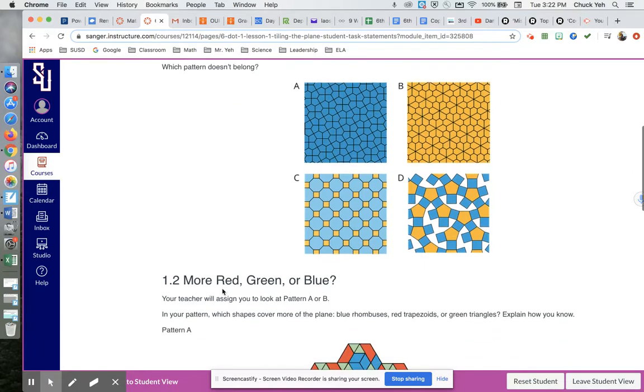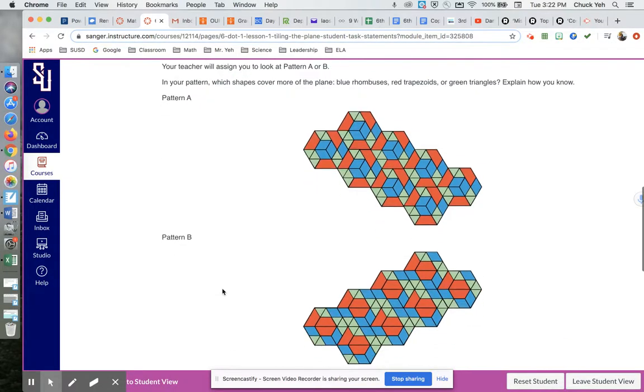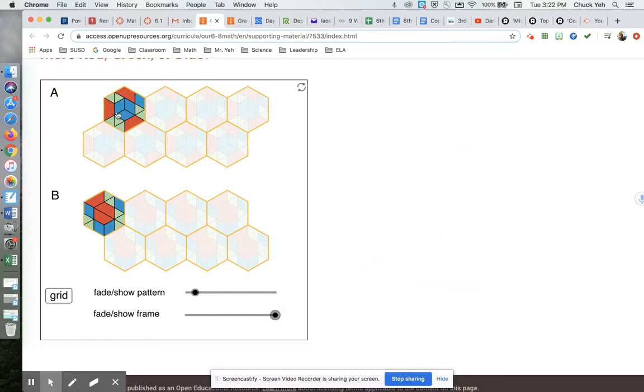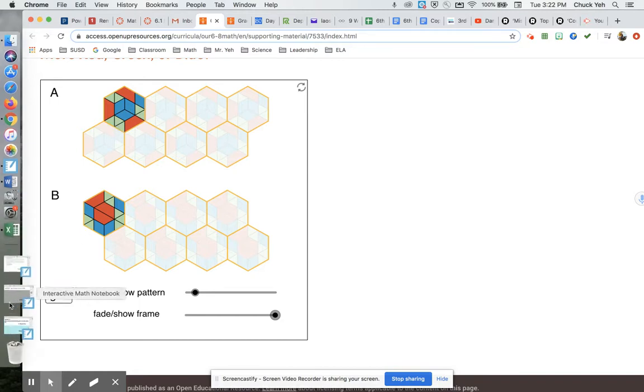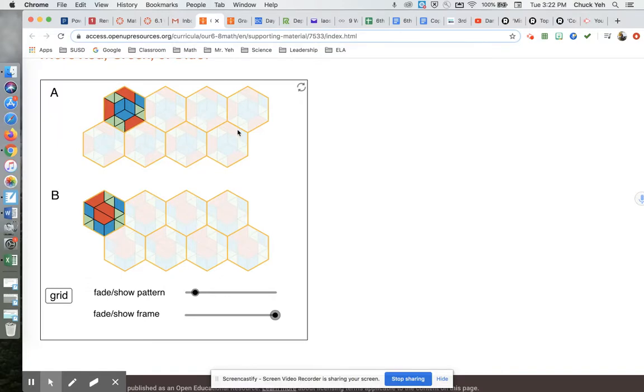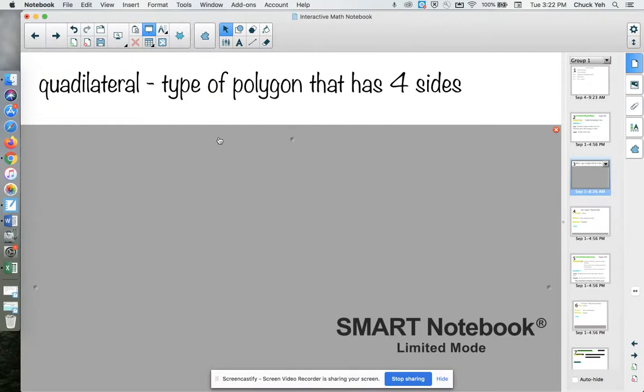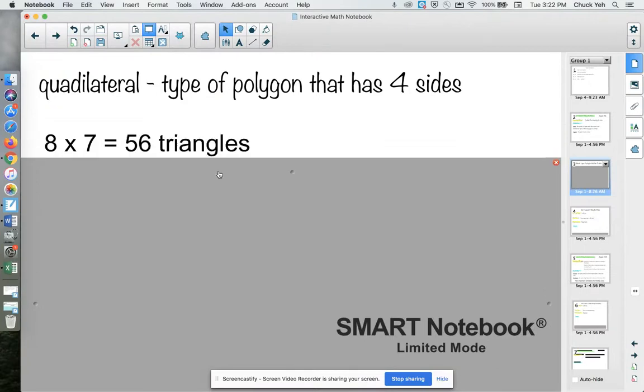All right. So we go to where we stopped yesterday with these shapes. If you look at the shapes right here, how many green triangles are there? So you can pause and think about it. Okay, there's seven green triangles. So if there's 7 green triangles and there's 8 groups of these, so what is 7 times 8? So we're going to put this in our notebook. 8 times 7 is 56 triangles.